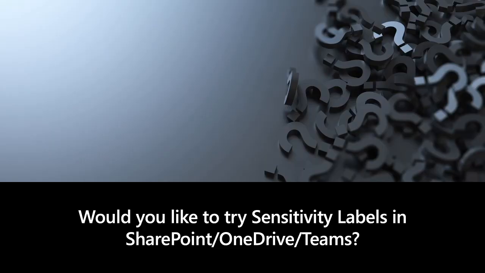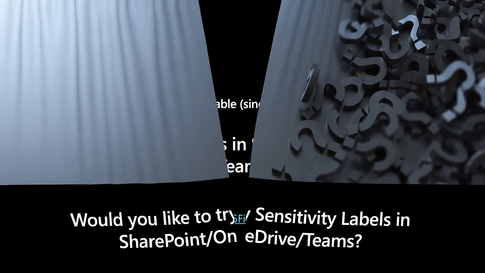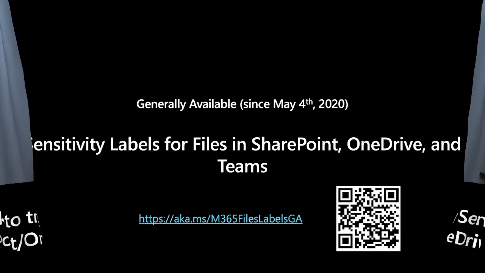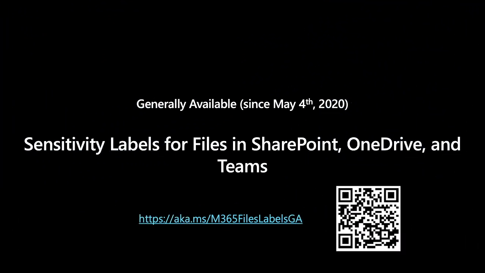Teams, and OneDrive. Would you like to try the sensitivity labels in SharePoint, OneDrive, and Teams? I'm sure all of you do. I'm happy to announce that we have sensitivity labels for files in SharePoint, OneDrive, and Teams generally available as of May 4th, 2020. And you can learn more at aka.ms/m365 files labels GA.